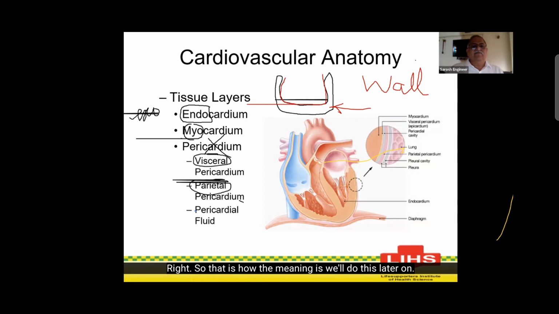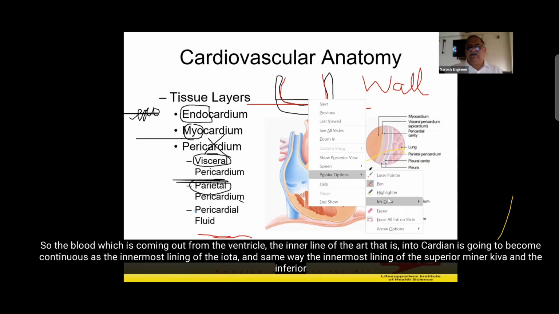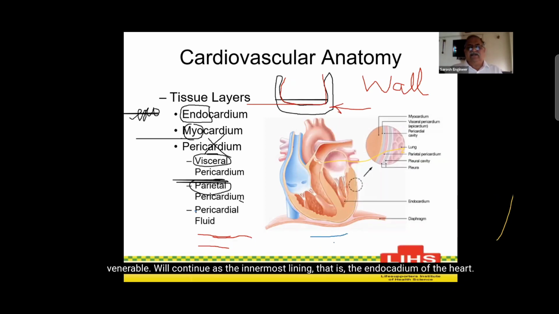We'll do this later on. But whatever is inside, that is the inner lining of the heart, will be continuous with the inner lining of the aorta. So the blood which is coming out from the ventricle, the inner lining of the heart, that is endocardium, is going to become continuous as the innermost lining of the aorta. And in the same way, the innermost lining of the superior vena cava and the inferior vena cava will continue as the innermost lining, that is the endocardium of the heart. So the endocardium of the vein becomes endocardium of the heart, becomes endo of the aorta.